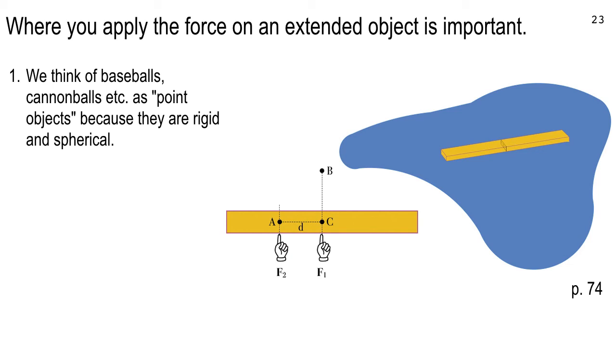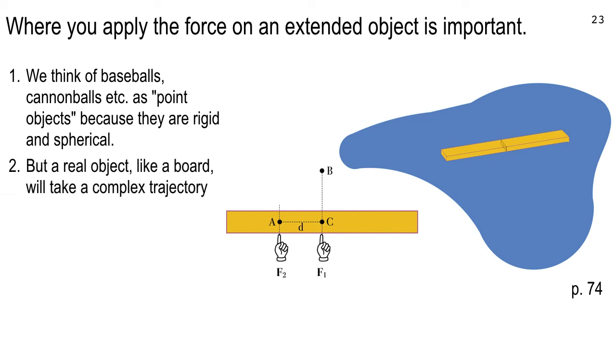But if you think of a real object like a board floating on water, you can get a lot of complex trajectories. If you're just pushing a baseball, it's going to accelerate in the direction that you push it or pull it. But this is different depending on where. A point object you can only push at one place, the dot. But for a board, an extended object, you can push it at different places.